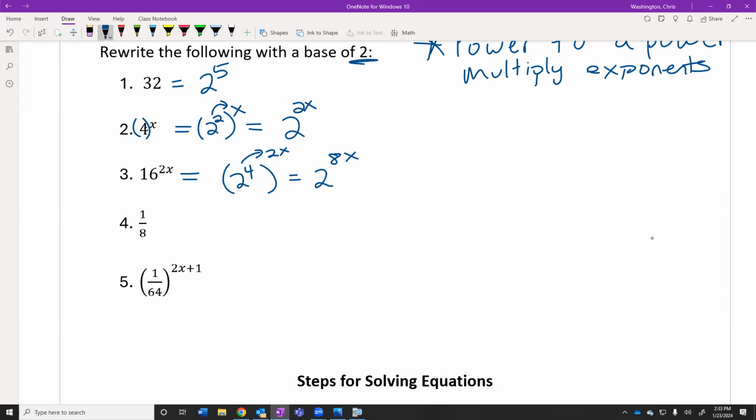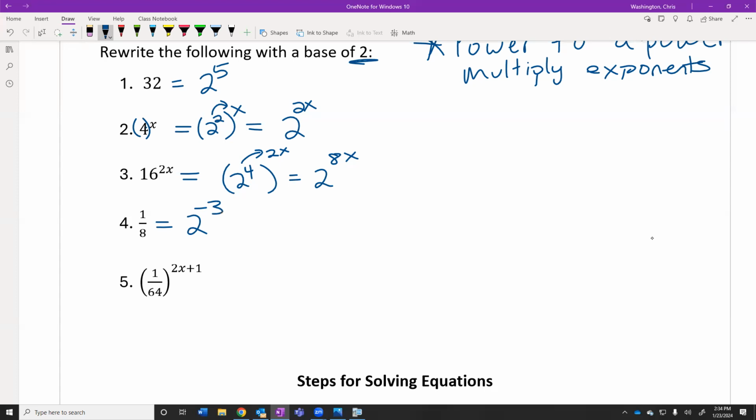Number 4, 1 over 8. Is 1 over 8 on your chart? 1 over 8 is not on your powers chart, but is 8 on your powers chart? Yes. There's another property that maybe you should have or shouldn't have learned. I'm not 100% sure about this property, but 1 over 8 we can still write as 2 to some power. And what power would that be? It is going to be a 3, but not just 3. It's actually going to be negative 3.